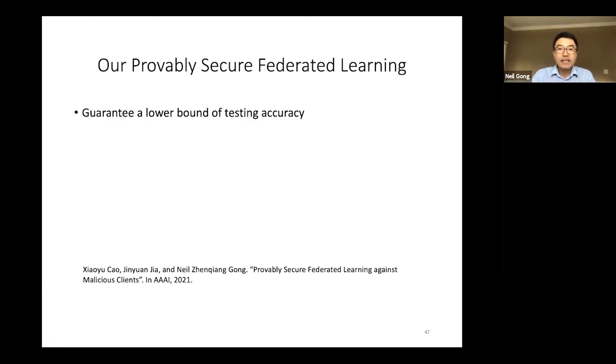For a given testing data set, our provably secure federated learning can guarantee a lower bound of testing accuracy, no matter what attacks the malicious clients use. And the only assumption our method requires is that the number of malicious clients is bounded.